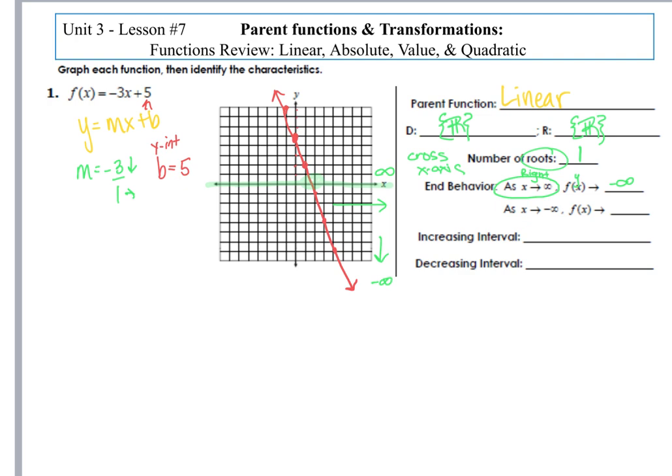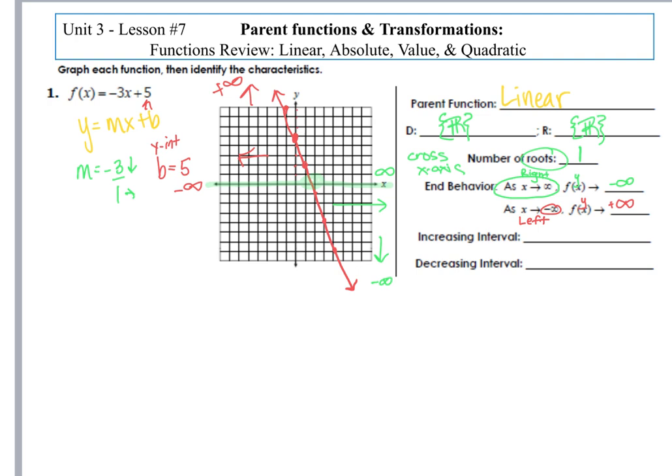Now, the next part says as x approaches negative infinity. So negative infinity is on the left side of the x-axis. So this means as we move to the left, where is y headed? Where's our arrow headed, up or down? So as we move to the left, this arrow is moving up as well. So that's positive infinity. Okay, so there we go.